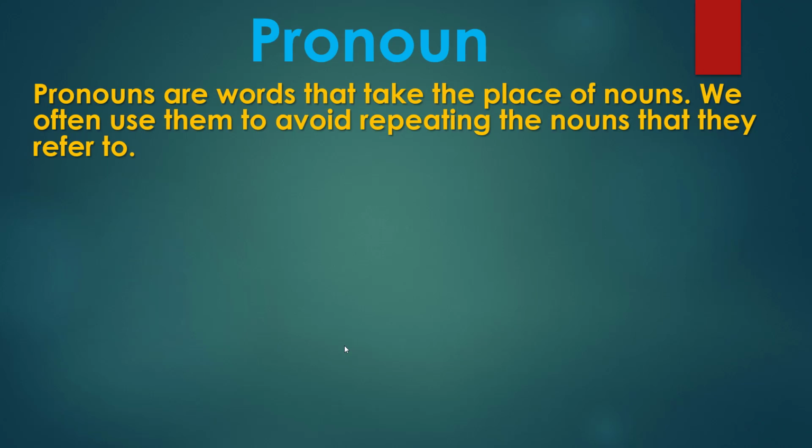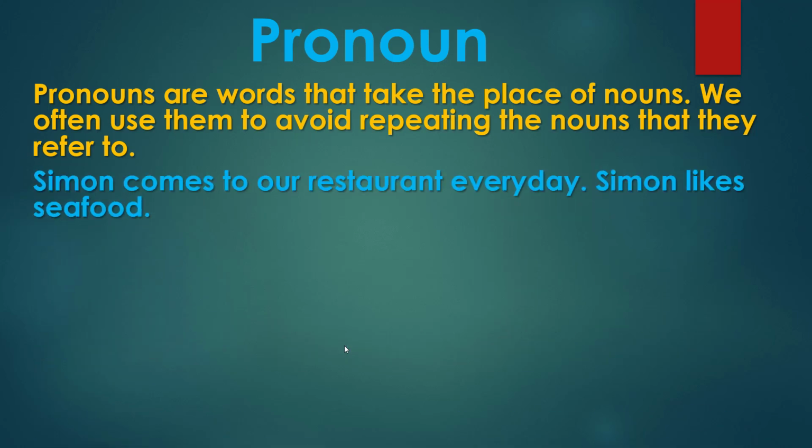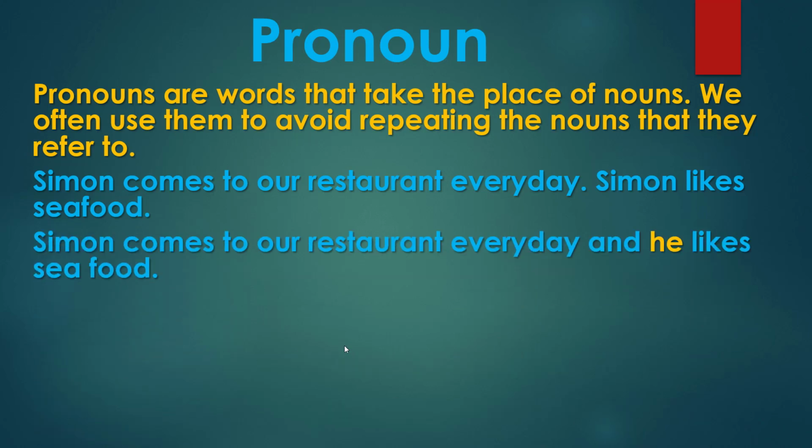What is a pronoun? Pronouns are words that take the place of nouns in the sentence. We often use them instead of nouns to avoid repeating the noun. For example, Simon comes to our restaurant every day. Simon likes seafood. This can be written as: Simon comes to our restaurant every day, and he likes seafood. Here we use the pronoun he, which refers to Simon.